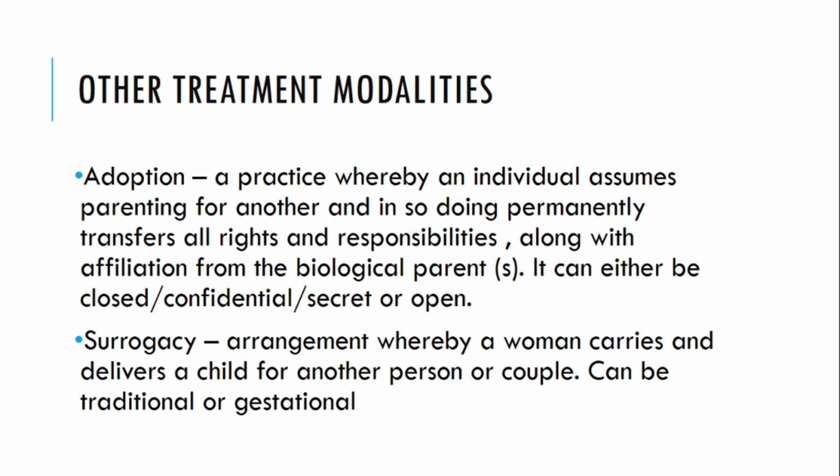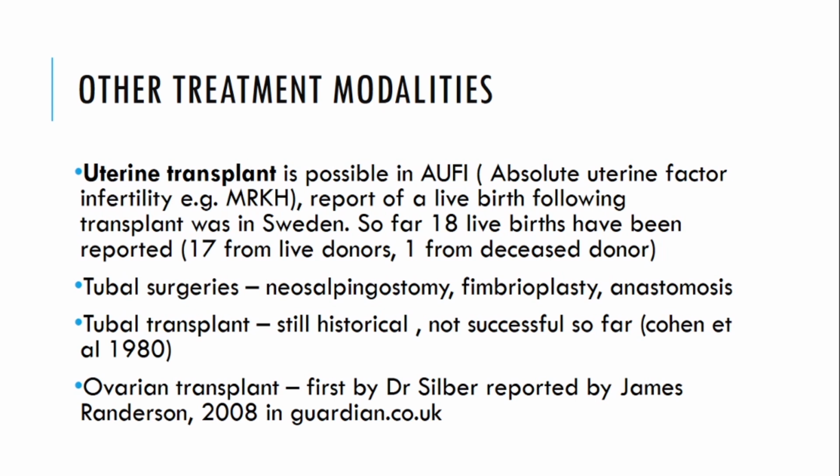Another treatment modality is surrogacy, the arrangement whereby a woman carries and delivers a child for another person or couple. It can either be traditional or gestational. We mentioned also uterine transplant, especially for those that have absolute uterine factor infertility, like Mayer-Rokitansky-Küster-Hauser syndrome. The first report of a live birth following a transplant was in Sweden. So far, about 18 live births have been reported. About 17 were from live donors and 1 from a deceased donor.